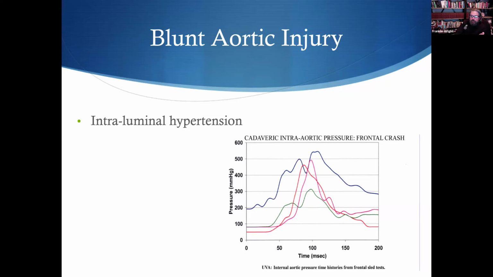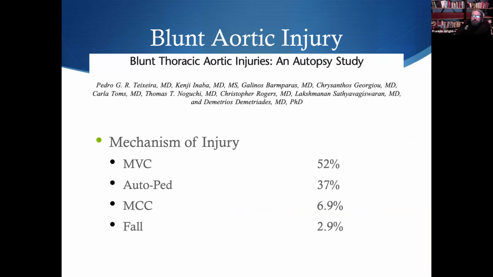the wall and measured their intra-aortic pressure, and it shot up to 500 millimeters of mercury, right? So we think about hypertensive crisis and emergency at 200 millimeters of mercury. Now we're in that moment in these 50 to 100 milliseconds of a front end collision. And again, these were relatively reasonable speeds. I think they did it at like 30 miles an hour. The intra-aortic pressure jumped to 500 millimeters of mercury. So just that intraluminal pressure alone can tear the aorta.